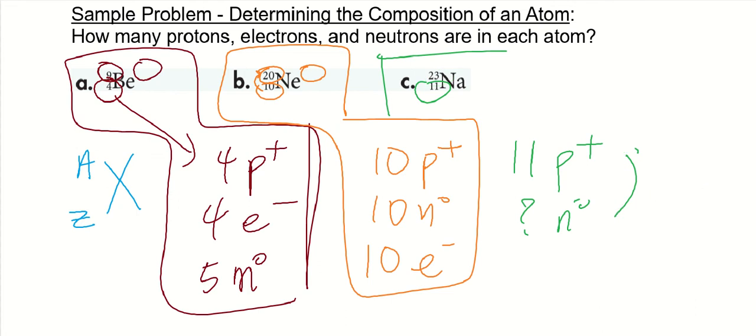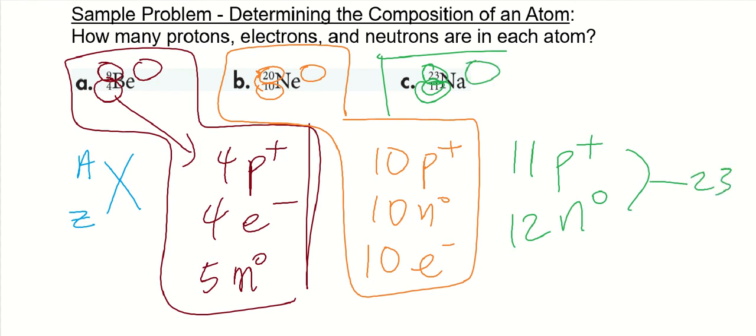Or you can do big number minus small number, and that will also give you the number of neutrons. All right, so big number 23 minus 11, that's 12. 12 neutrons. So add them up, you get 23. Again, there's no charge here, so the only 2 particles that have charges have to equal each other. So we must have the 11 negative charges balancing out the 11 positive charges. So there's 11 electrons.